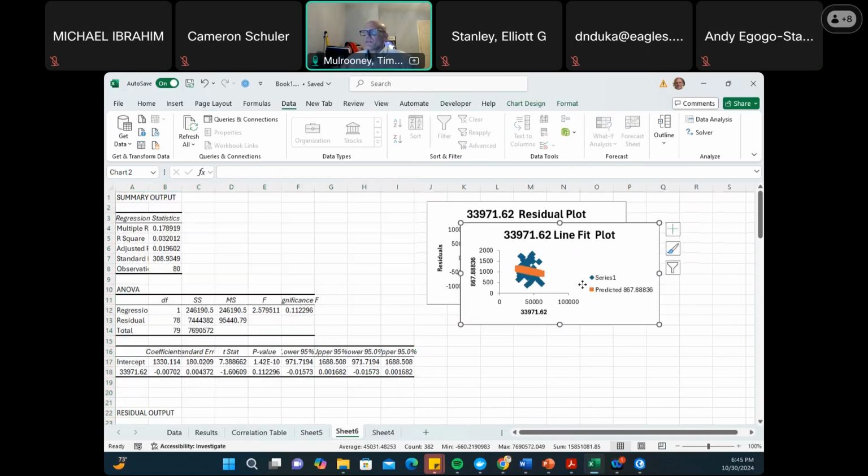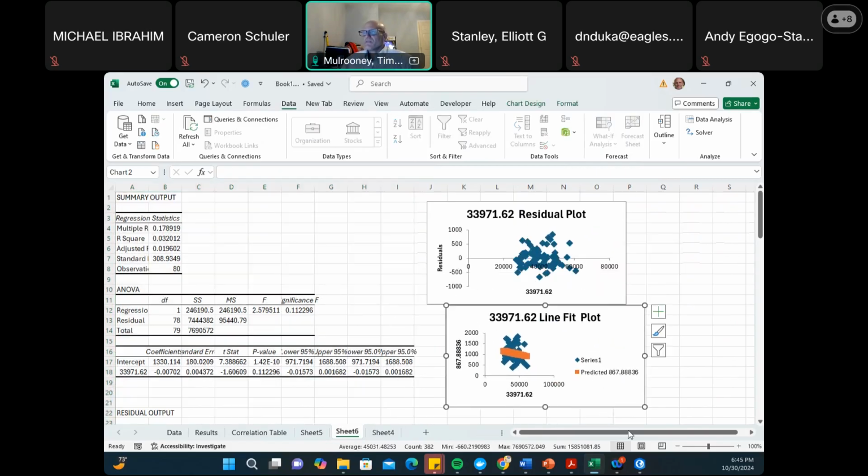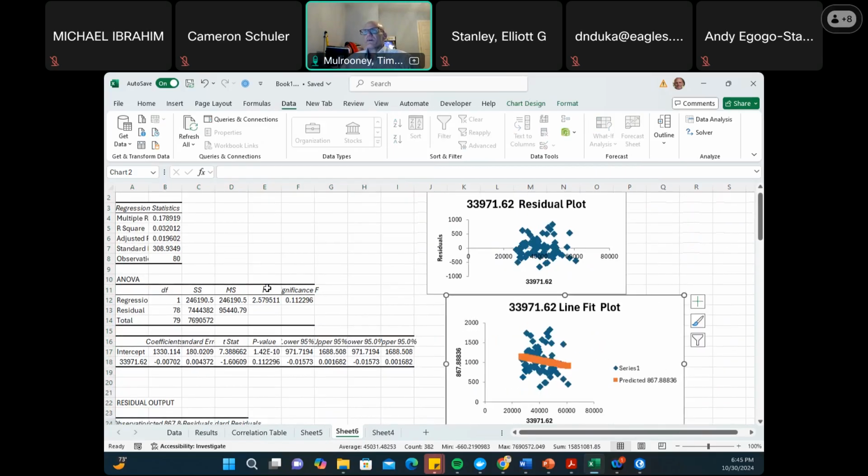So we got our line fit here. Okay, income. What do we see here? All right, it's negative. So basically, as income increases, death rates decrease, but not quite statistically significant. Not quite close, but not quite.